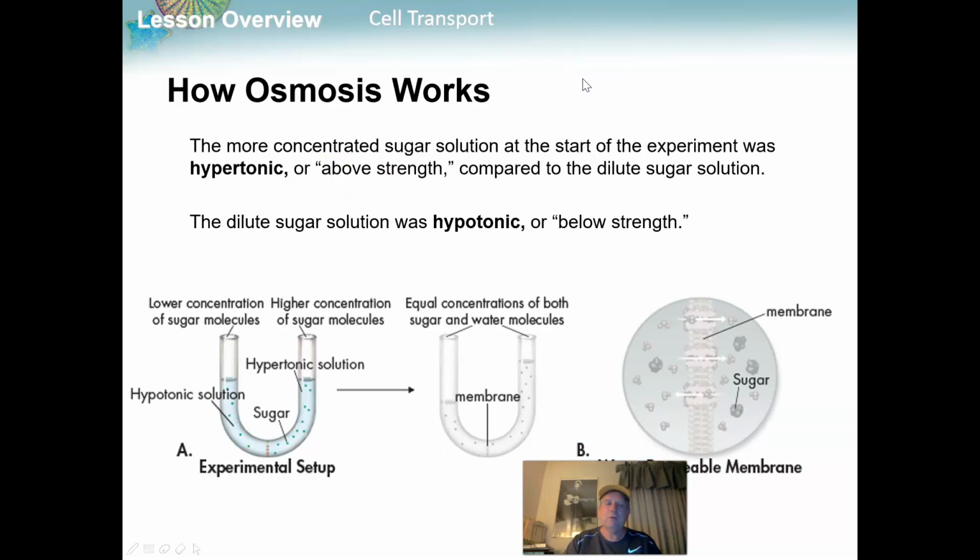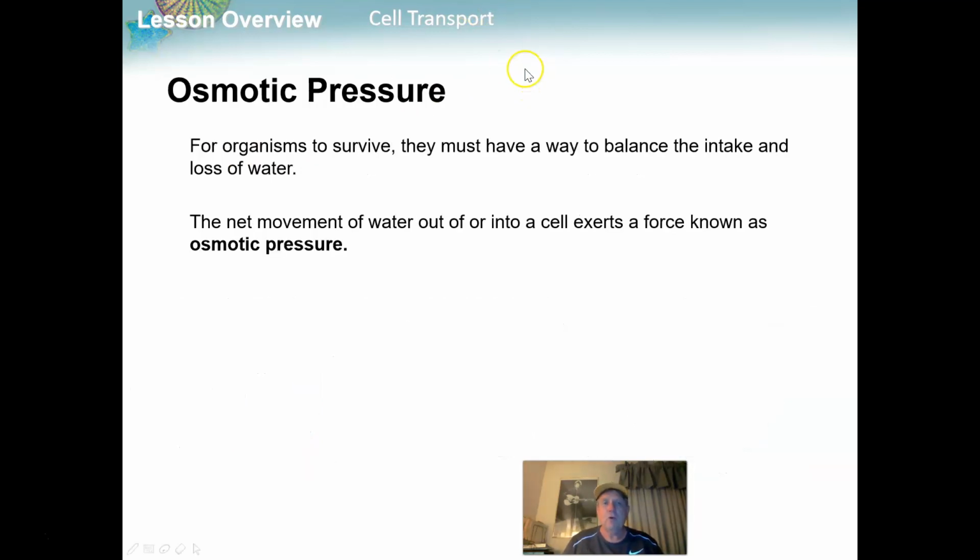So how does osmosis work? The more concentrated sugar at the start of the experiment was hypertonic. Pay attention in biology to prefixes and suffixes. Hyper, if somebody's hyper, they have a lot of energy, or above strength, compared to the dilute sugar solution. The dilute sugar solution, where you have less sugar, is hypotonic, which means it's below strength. Hypotonic. For organisms to survive, they must have a way to balance the intake and loss of water.